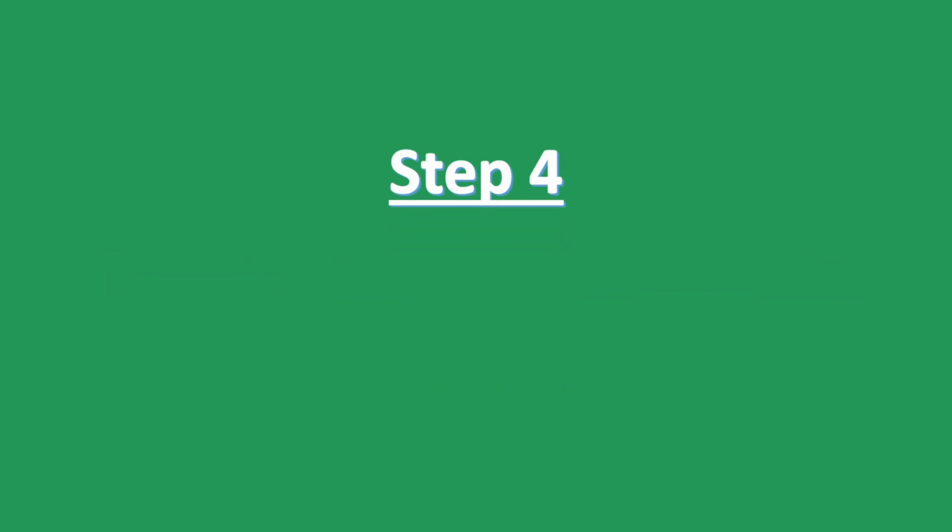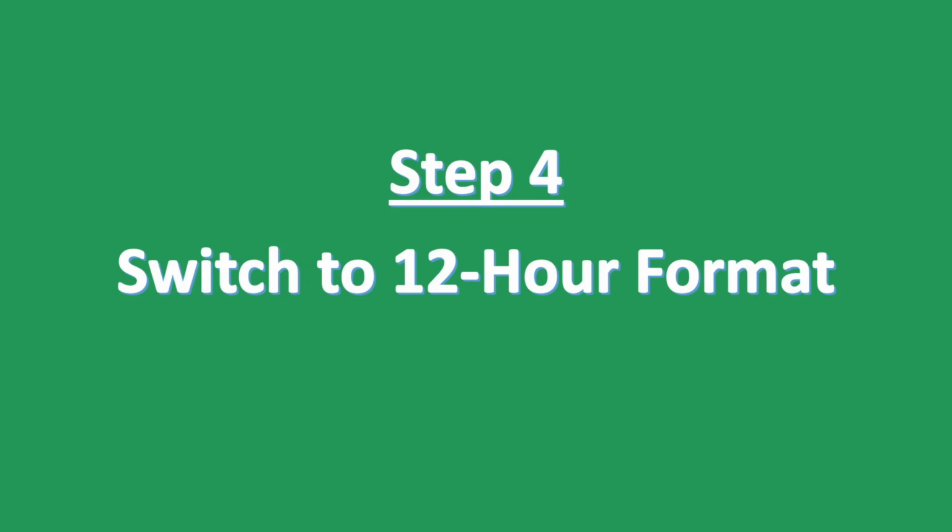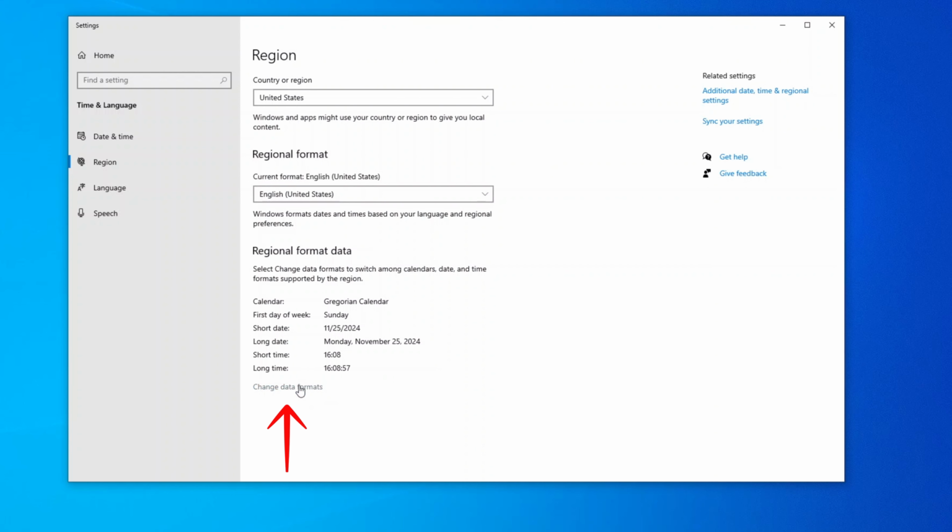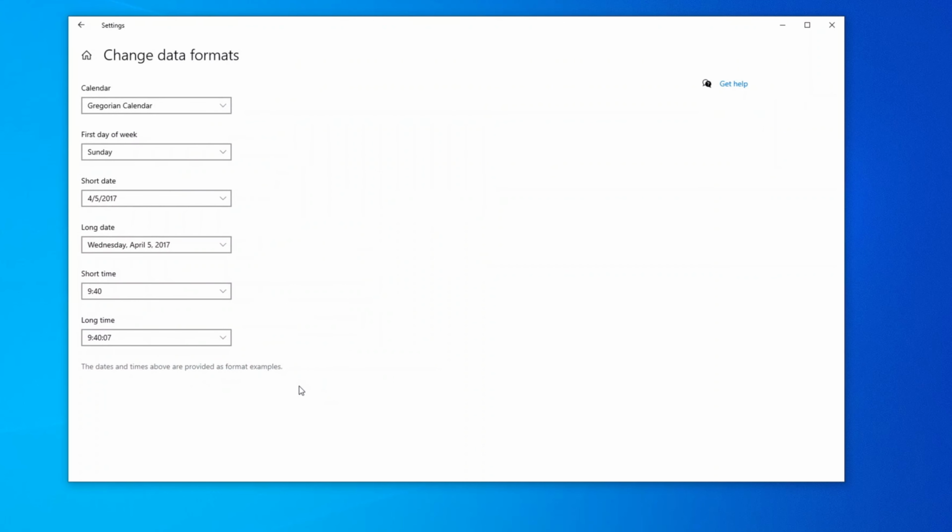Step 4. Switch to 12-hour format. In the Change Data Formats section, locate the Short Time drop-down menu. Click on the drop-down and select the option that shows time in the 12-hour format, such as 9:40 a.m.